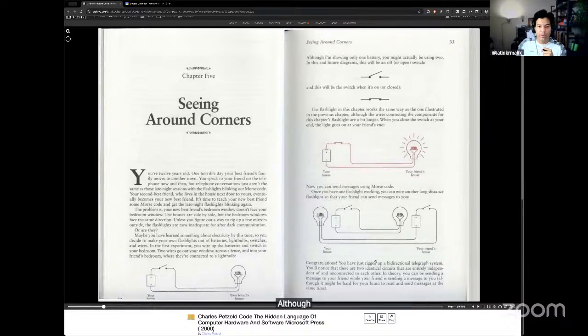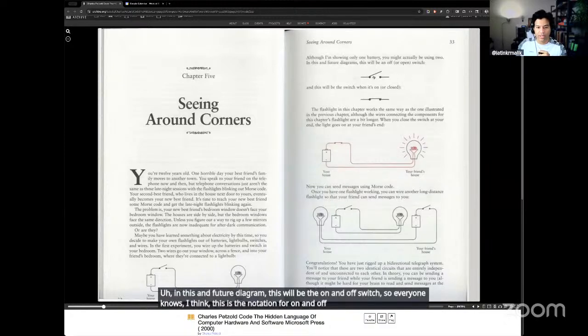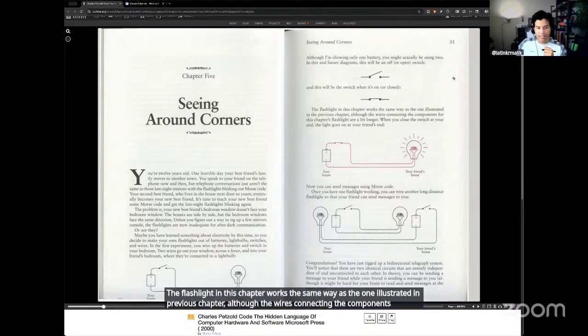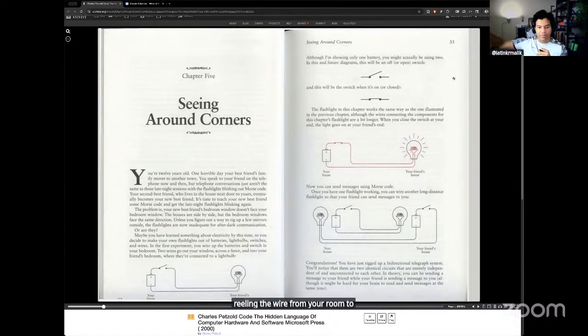Although I'm showing only one battery, you might actually be using two. In this and future diagrams, this will be the on and off switch. I think everyone knows this notation. It's fairly simple. When it is open, it's off. When it is closed, it's on. The flashlight in this chapter works the same way as the one illustrated in the previous chapter, although the wires connecting the components for this chapter's flashlight are a bit longer, of course, because you are now reeling the wire from your room to your friend's room. So we can assume it's close to 100 or 150 meters of wire now.